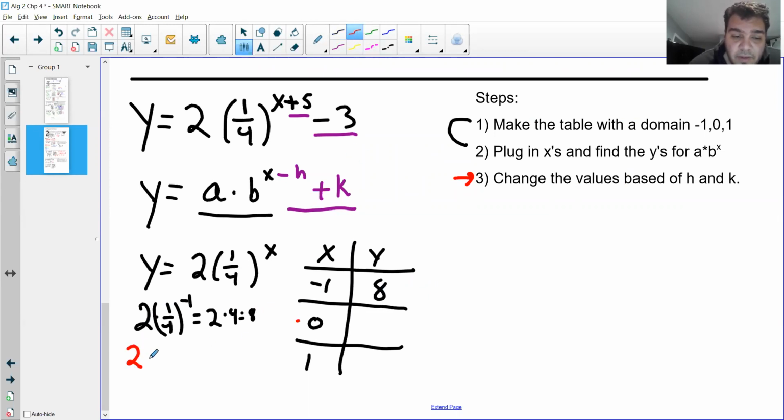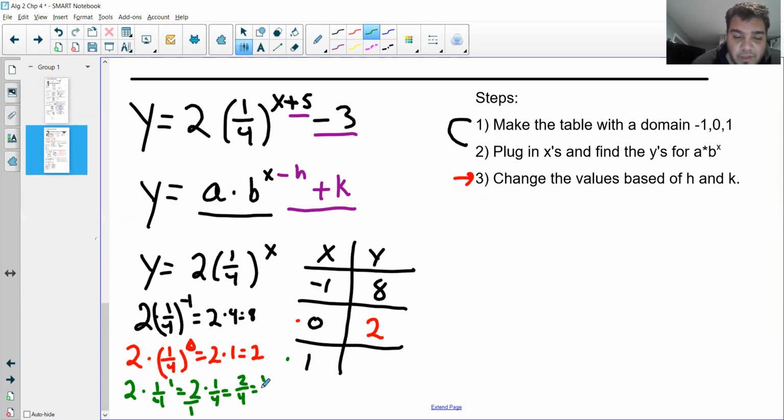Next one, 2 times 1/4 to the 0 power. Well, 0 power doesn't do anything. It just changes to 1. So it's just going to be 2. And 2 times 1/4 to the 1 power, which is just 2 times 1/4. If I were to make this a fraction, it'll be 2 over 4, which will be 1 over 2. I think a lot of you guys prefer decimal, so I'm going to change it to 0.5. 1 over 2 becomes 0.5.